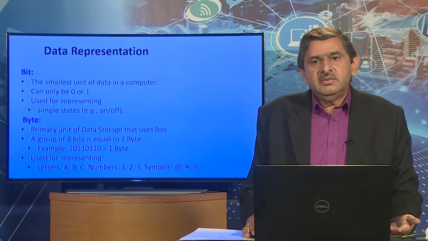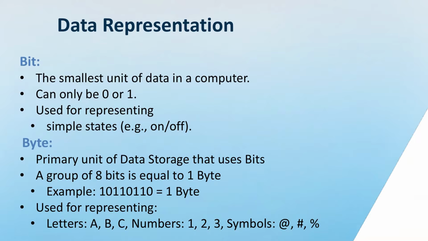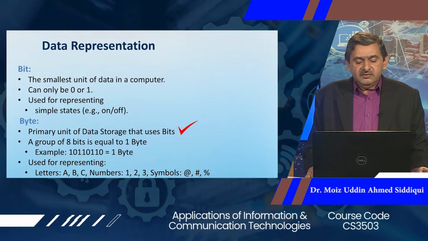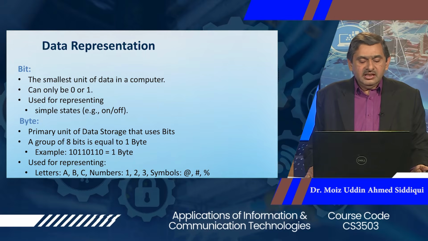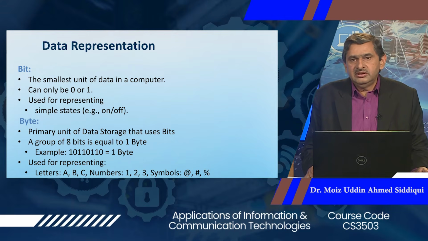When we talk about the binary numbers, we have bits and bytes. Now we start with the concept of bit. What is a bit? It is the smallest unit of data in a computer. It can be only 0 or 1, and it is used for representing simple states like on and off, as discussed earlier. Now we come to the concept of the byte. A byte is a primary unit of data storage that uses bits. It is a group of 8 bits which is equal to 1 byte. Now the question arises, why do we use bytes? Because they are used for representing letters, numbers and symbols, as you can see on this slide.